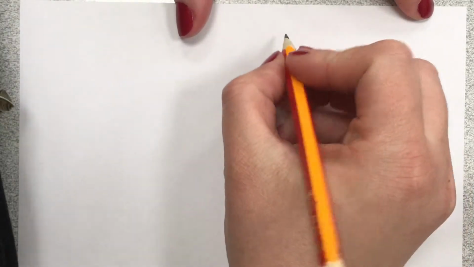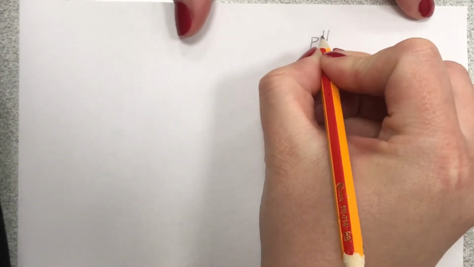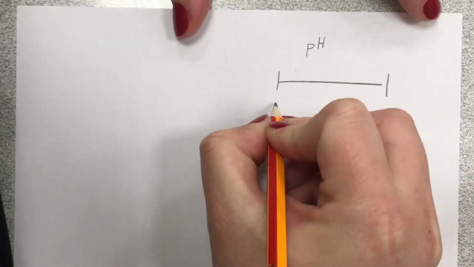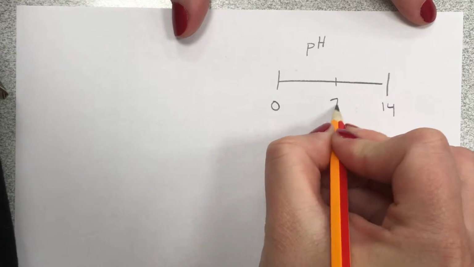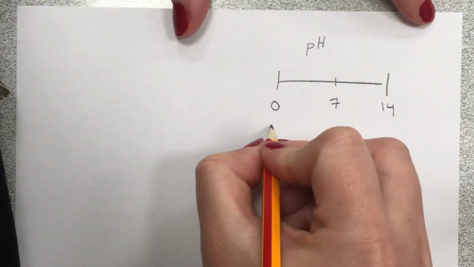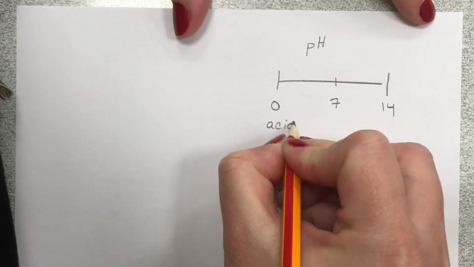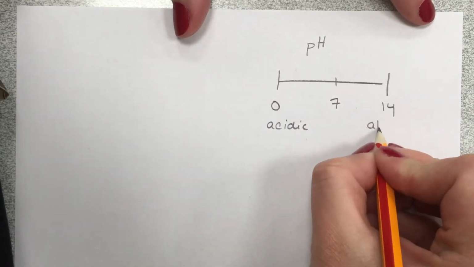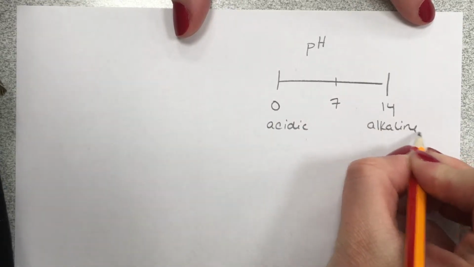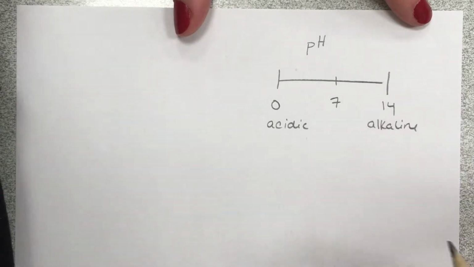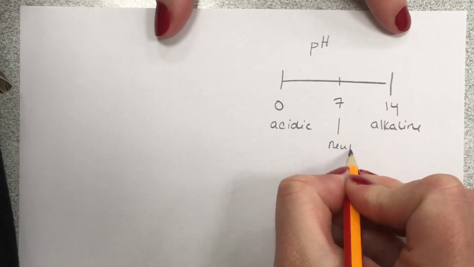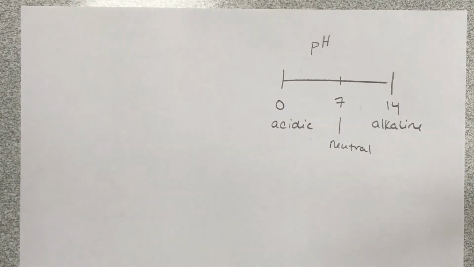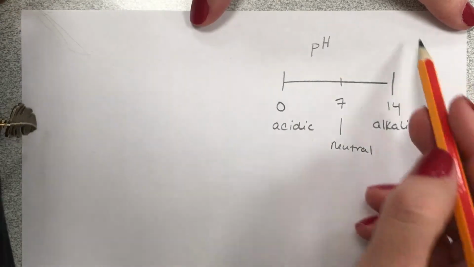So pH, you guys have been exposed to this in your past, the pH scale. You may already know what it looks like. It goes from 0 to 14 with neutral 7 being in the middle, and 0 on this side being acidic and alkaline on the right, or basic, okay? So this should be familiar to you.